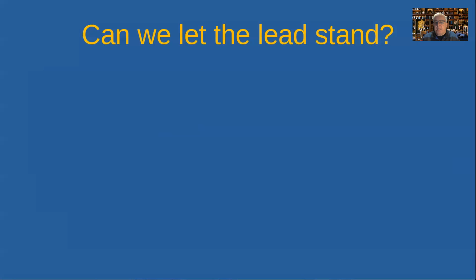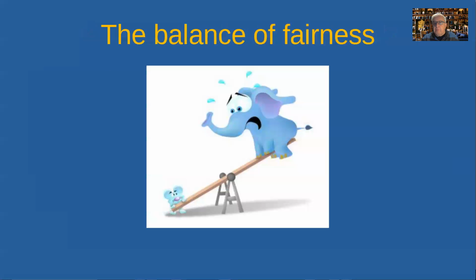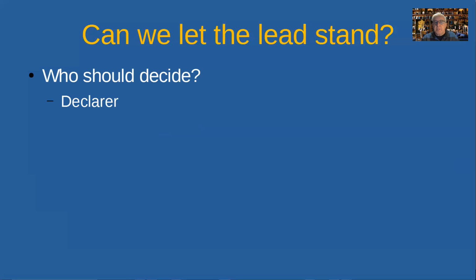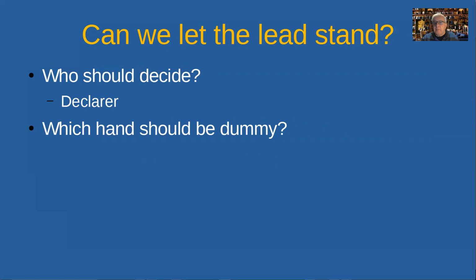Could we keep things moving by letting the lead stand? That's a possibility, isn't it? And who do you think should decide that? Well, it's not going to be you, the director, I'll tell you that. And if you remember, when it comes to fairness, is it going to be the elephant that makes the mistake, or the mouse that could bear the brunt of the mistake? It's obviously going to be the mouse, isn't it? So the person who decides whether or not to accept that opening lead from the wrong place is going to be the declarer.